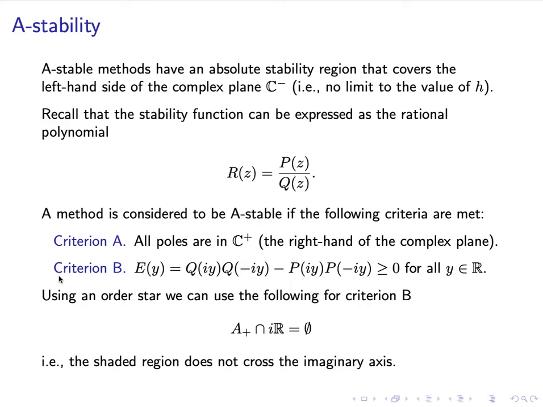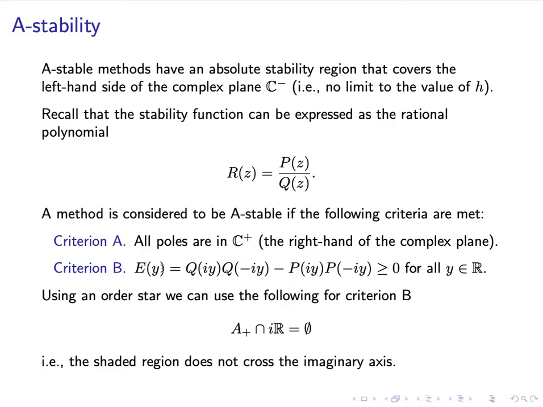Now the stability function R(z) is equal to some polynomial function P(z) over another polynomial function Q(z), and we have two criteria which determine whether a method is A-stable or not. Criterion A means all the poles of the method, or of Q, are in the right-hand side of the complex plane.